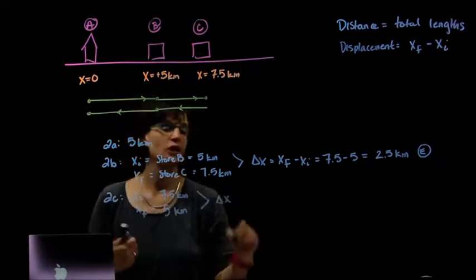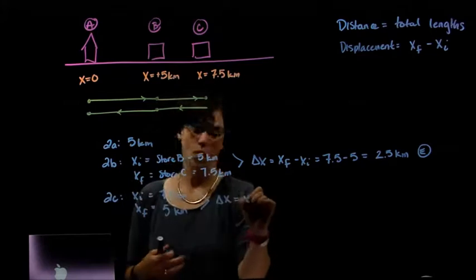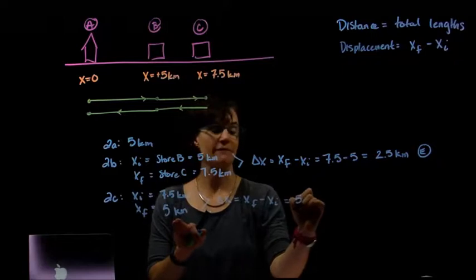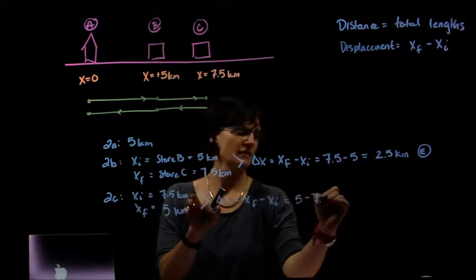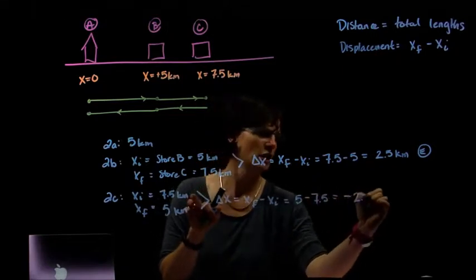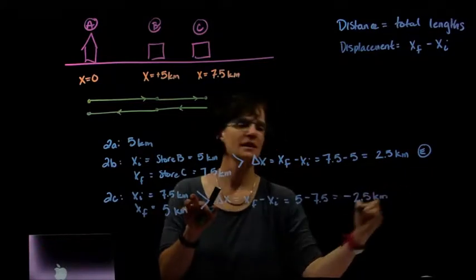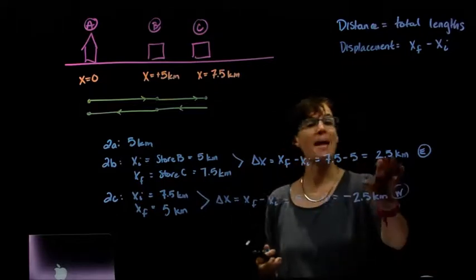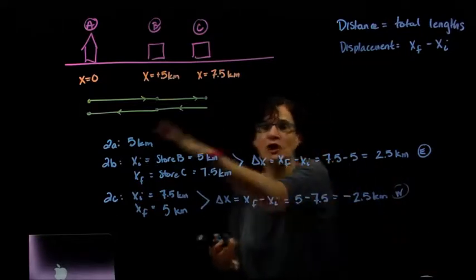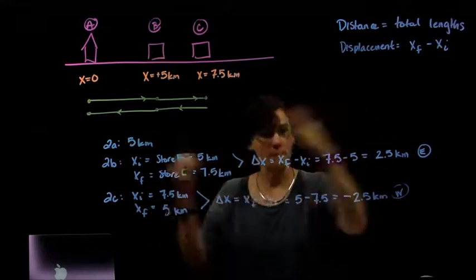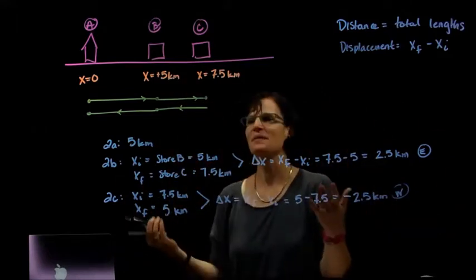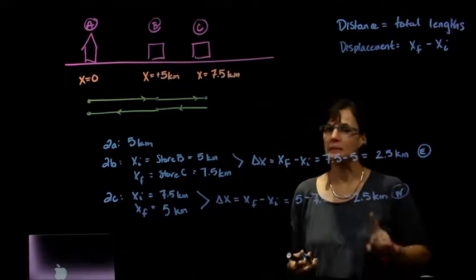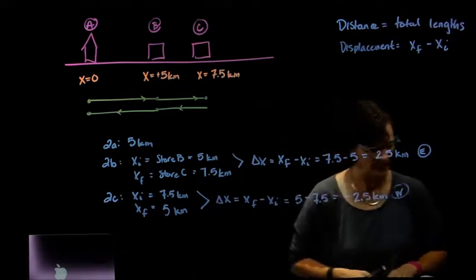So if we're looking at her displacement, it's always the final position minus the initial position. My final position is 5. My initial position is 7.5, and I get a negative 2.5 kilometers. That negative tells me she moved to the west. So the same magnitude, the same size of motion, she traveled the same amount of length, distance in this case, but she's going in opposite directions, different directions. So the displacement is truly different in this case.